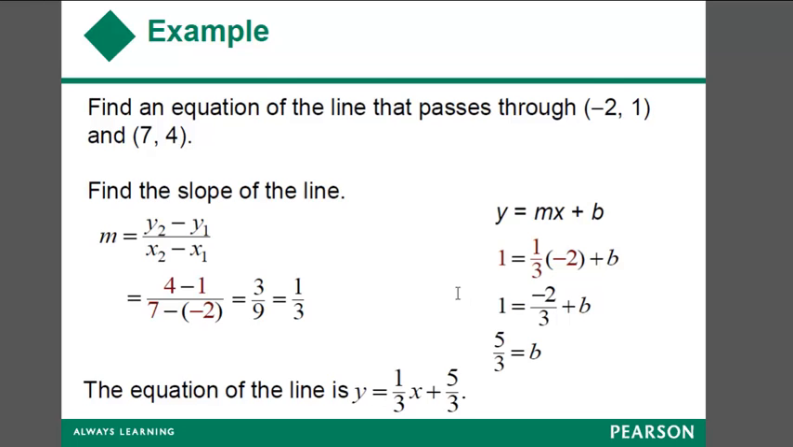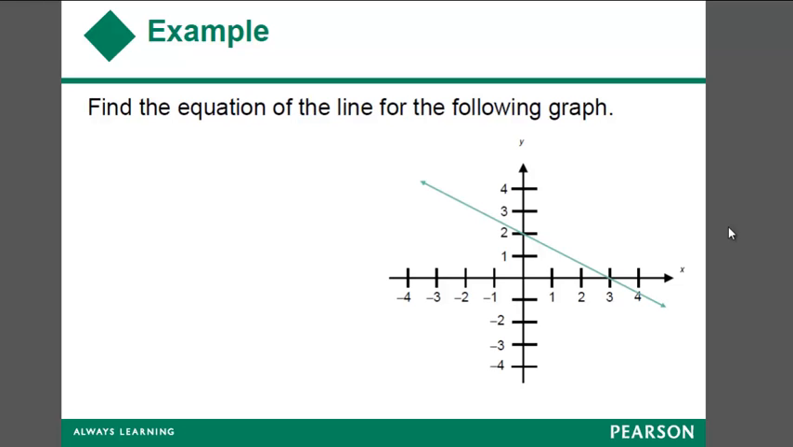Sometimes we're not even given that much information. Sometimes we're just given a line on a graph. When given a line on a graph, first thing to do, find your y-intercept. Where does it cross the y-axis? Well, it crosses at (0, 2). So that's my b. b is equal to 2.